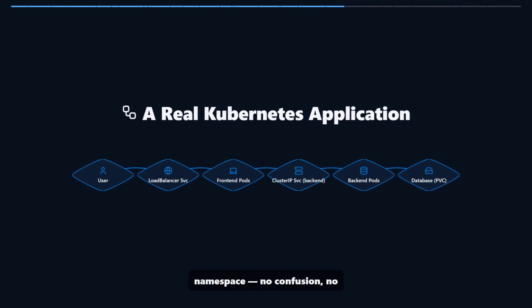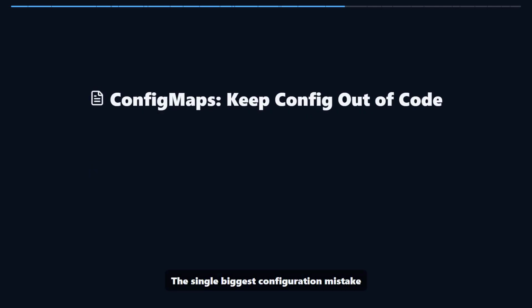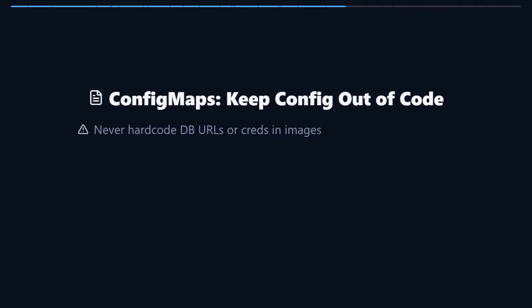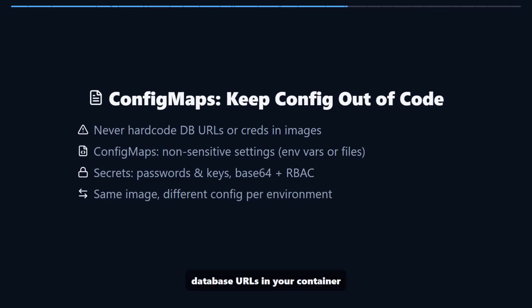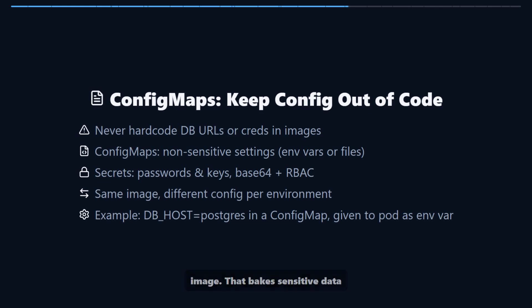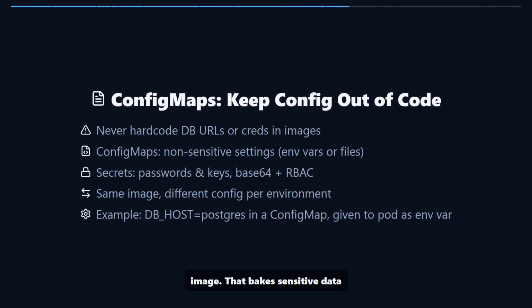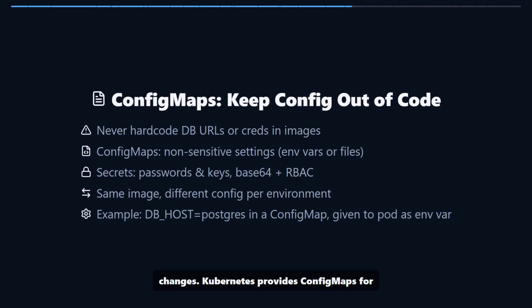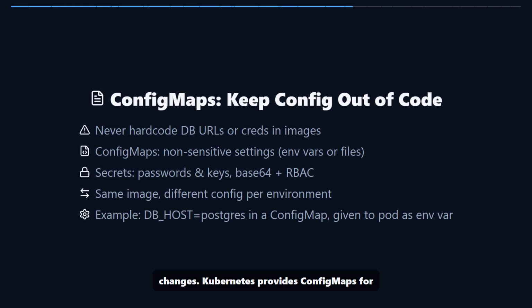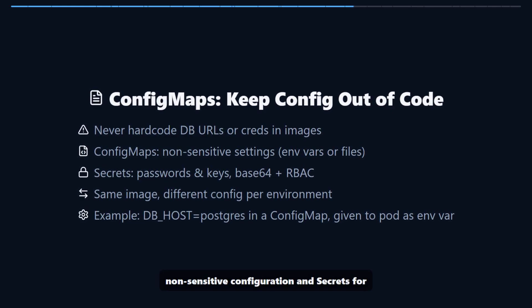No confusion, no collision. The single biggest configuration mistake in Kubernetes? Hard-coding credentials or database URLs in your container image. That bakes sensitive data into layers and forces a full rebuild whenever a setting changes. Kubernetes provides ConfigMaps for non-sensitive configuration and Secrets for sensitive data like passwords.